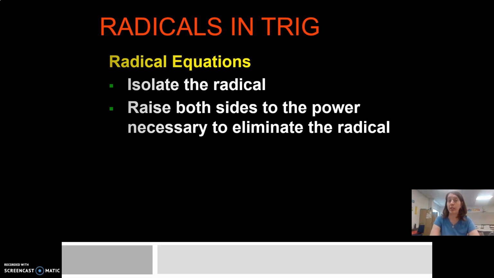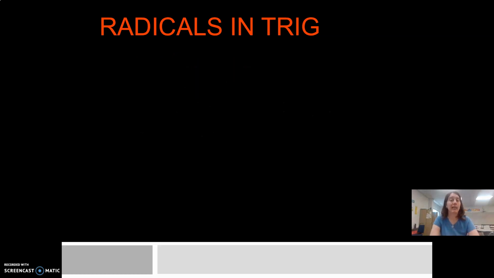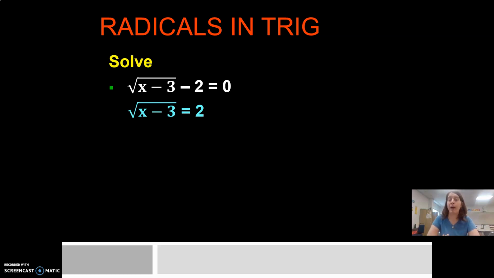Let's do a review question like we saw during algebra, and then we can apply that concept to our trig questions today. If I had asked you to solve the square root of x minus 3, and then minus 2, is equal to 0. Now please notice I cannot put the minus 3 and the minus 2 together. The minus 3 is inside of the square root and the minus 2 is not. So step number one, I need to isolate my radical symbol. How do I do that? I'm going to have to add 2. So now I have the square root of x minus 3 is equal to positive 2.